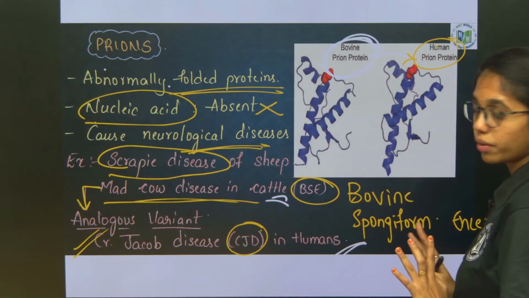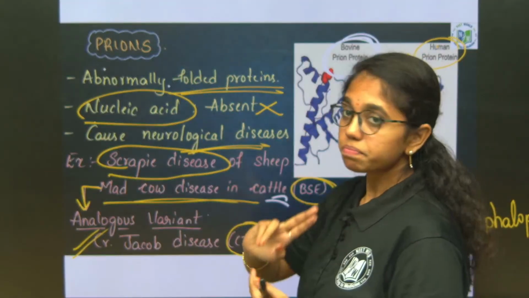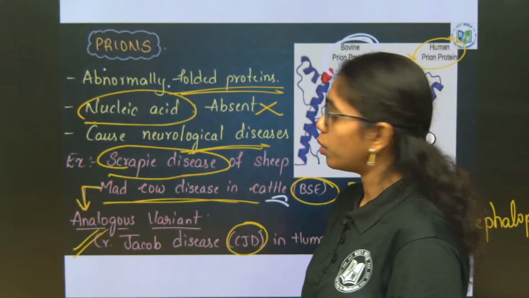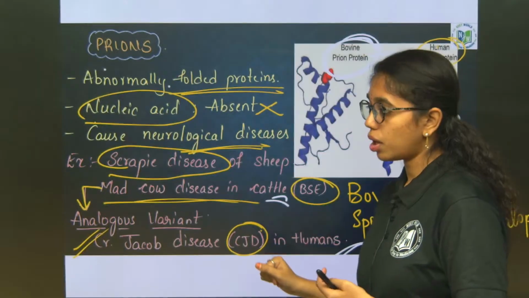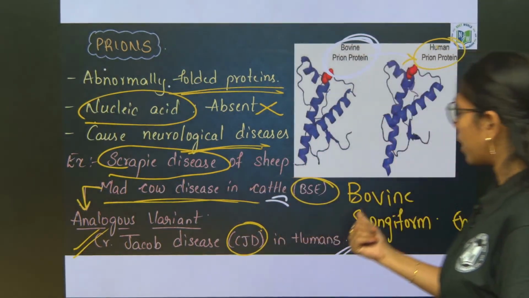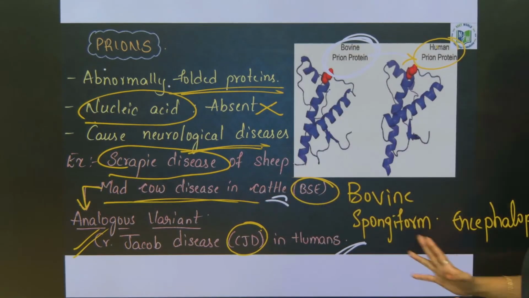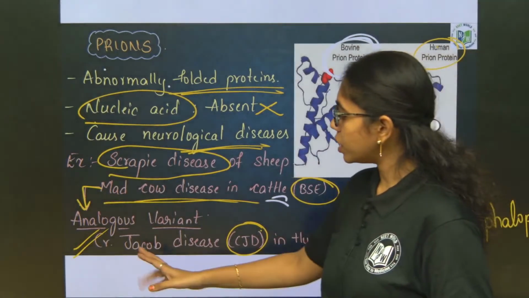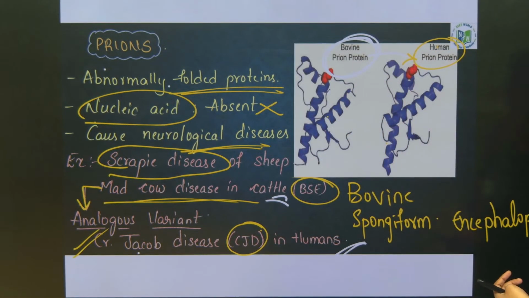and the same analogous variant you can see in the humans also, same type of variant. Okay. So, with respect to prions, they are nothing but abnormally folded proteins, nucleic acid is absent, they cause neurological disorders. Best examples, scrapie disease, mad cow disease by bovine spongiform encephalopathy. This is also called as BSE. Analogous variant in humans is Creutzfeldt-Jakob disease, and this is the analogous structure that I can show you.